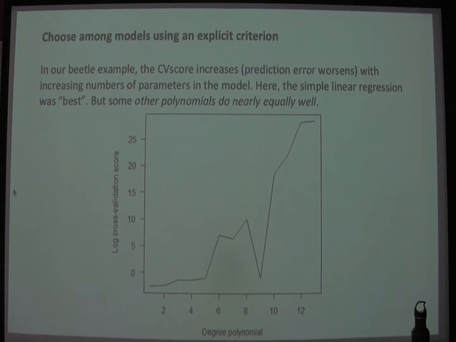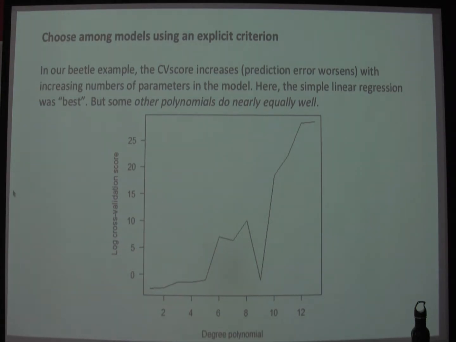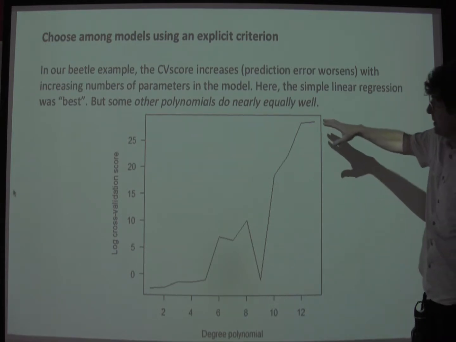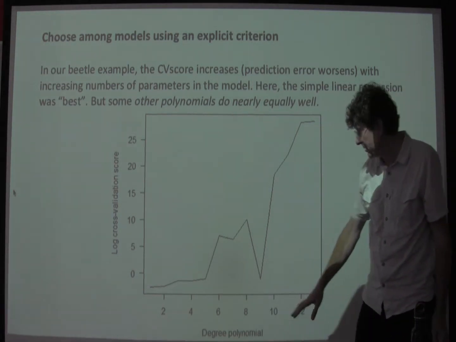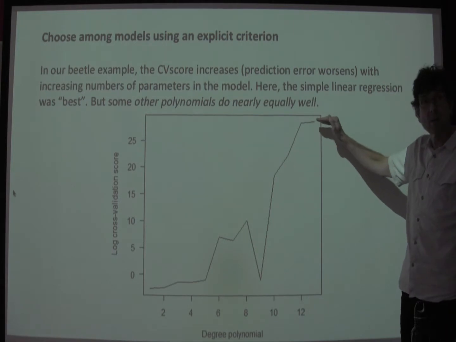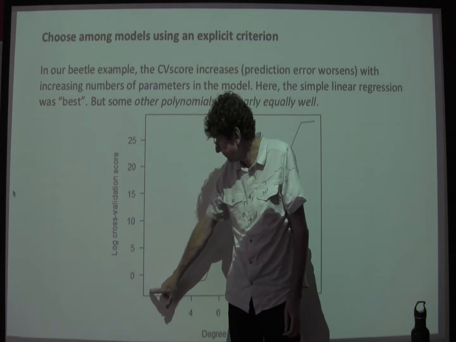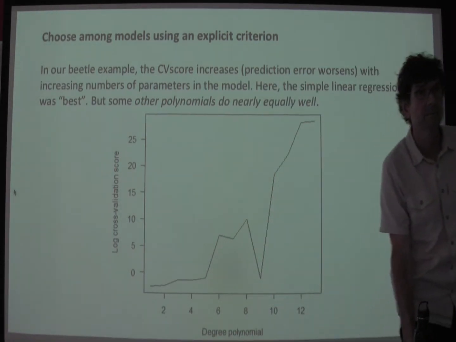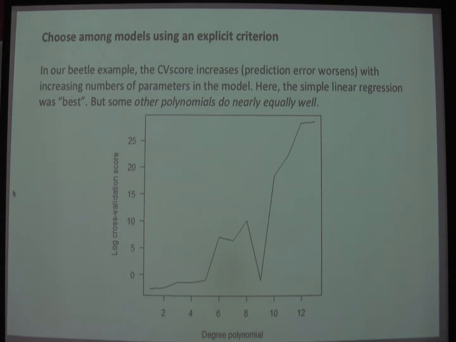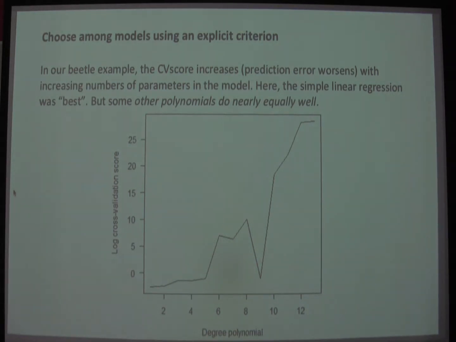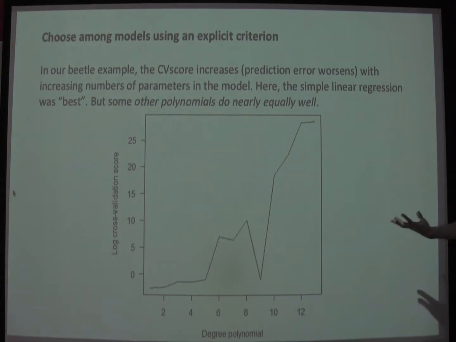So here's the relationship for my simple example of regressing beetle horns on body size. The cross-validation score is plotted against the degree of the polynomial, and remember, a high score means poor prediction. So what's the best model in this case? The first degree polynomial, a linear regression. So if your goal is to fit a relationship that has some generality to predict the next observation, then a linear regression is your best bet.